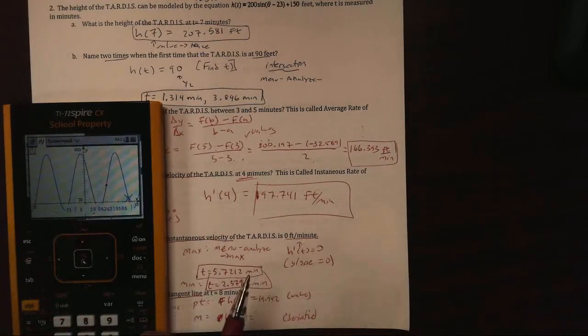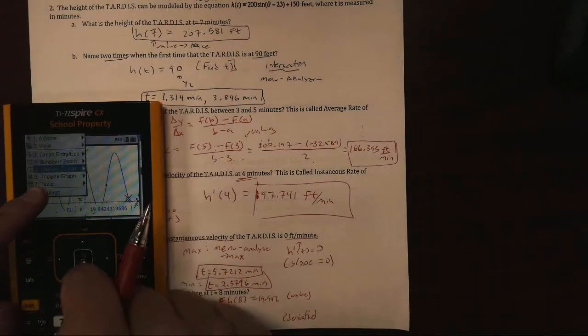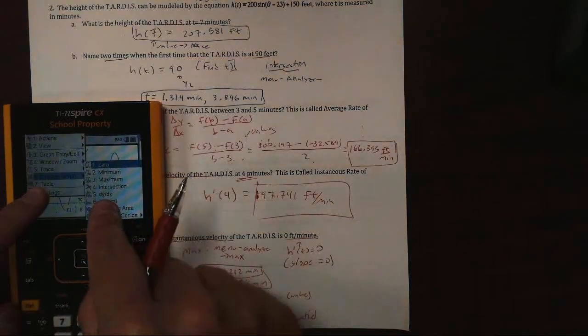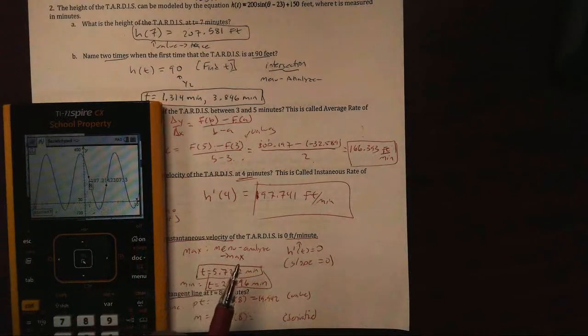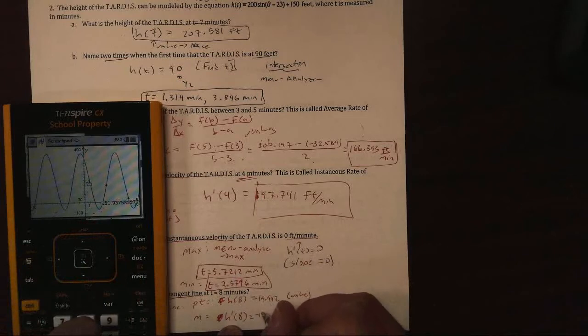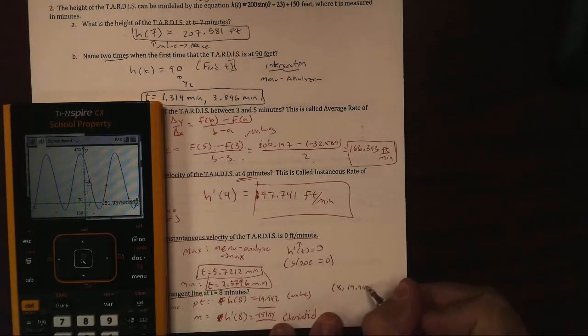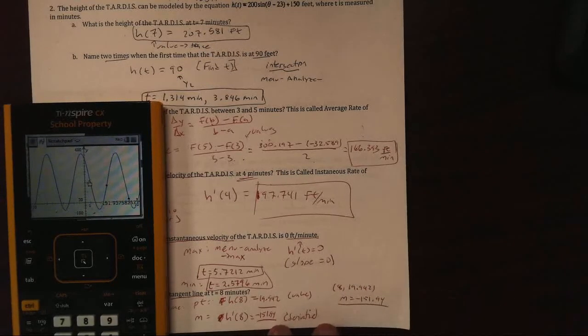So if I type in that, Menu, Trace, Analyze graph, 6, and we go to the derivative, number 5. I just type in the number 8 again, press enter, and it gives me negative 151.94. So my point is 8, 19.942. My slope, negative 151.94. So my tangent line, oh no, I ran out of room.